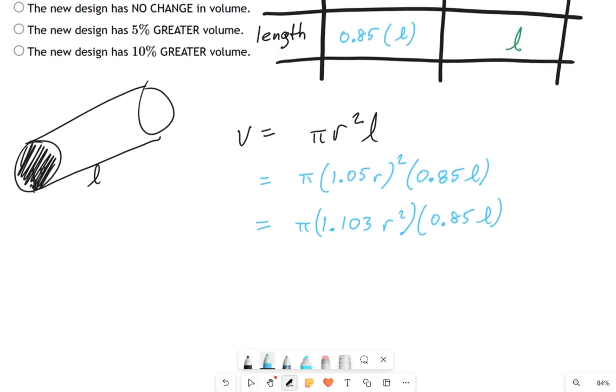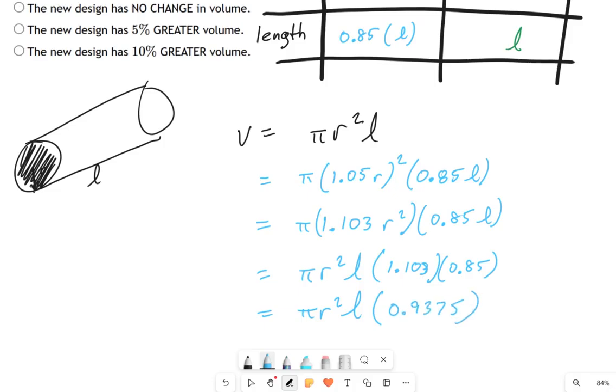Well, I can multiply in any order I want. So I'm going to choose to multiply the numbers together and just get pi r squared L by itself with all these numbers over here. Here's my 1.05 squared. We're calling this 1.103, and my 0.85. Okay, I'm keeping those over to the right. So that when all the dust settles and I multiply all the numbers together, what's going to happen here? I have 1.103 times 0.85, which is going to be 0.9375. Okay, now that's our answer.